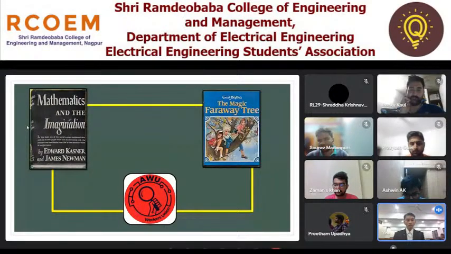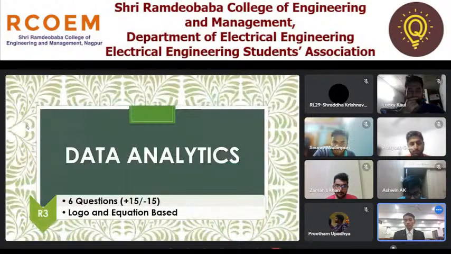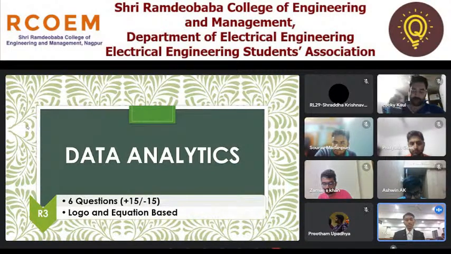So now we will come to round 3, that is data analytics. So again you have 6 questions. The score will again increase by 5. That is, you win plus 15 for a right answer and minus 15 for a wrong answer. This is a no-nonsense equation based quiz.